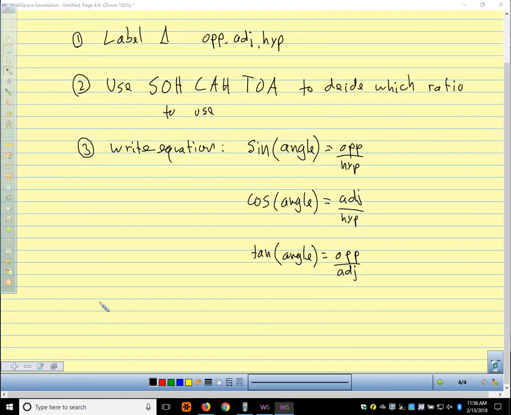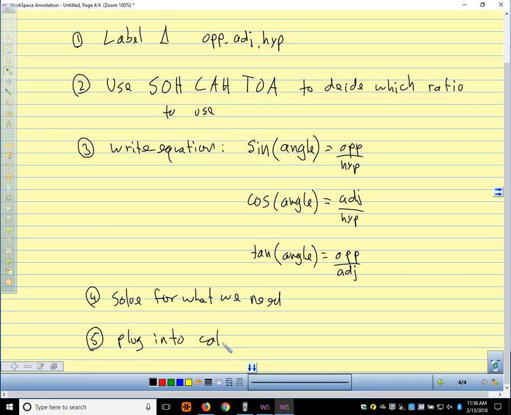After we write our equation, we're going to solve for what we need. And the last step is then, after we do everything, plug into the calculator. So I just want to go through a few examples of setting up and calculating problems that involve sines, cosines, and tangents. All right, questions so far? All right, first one.